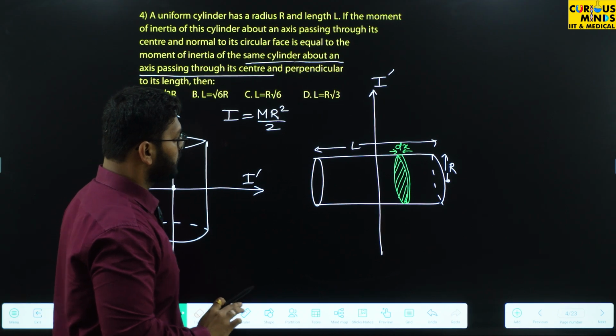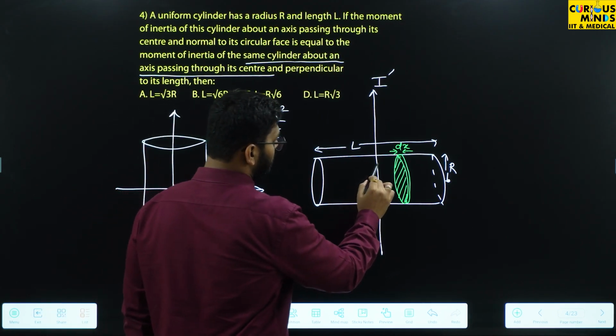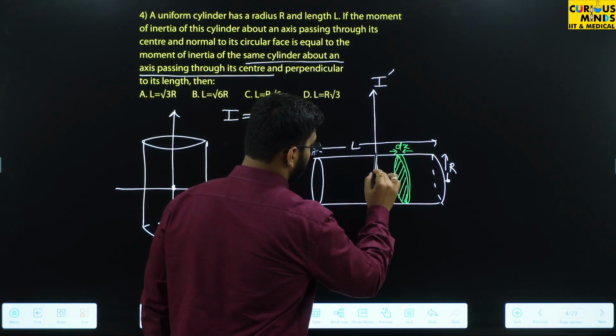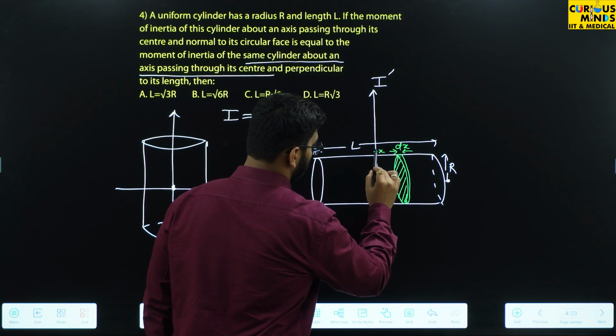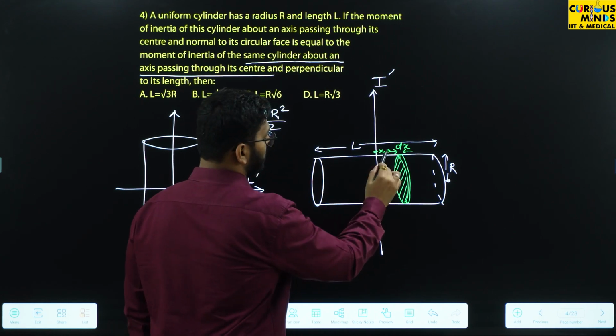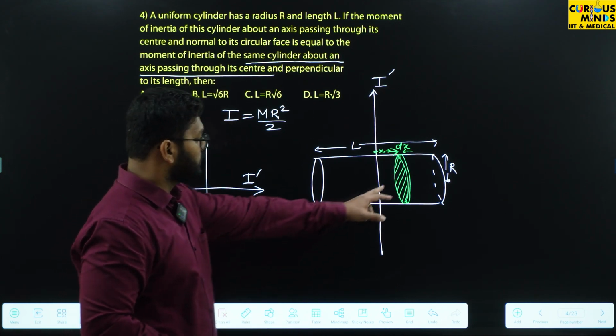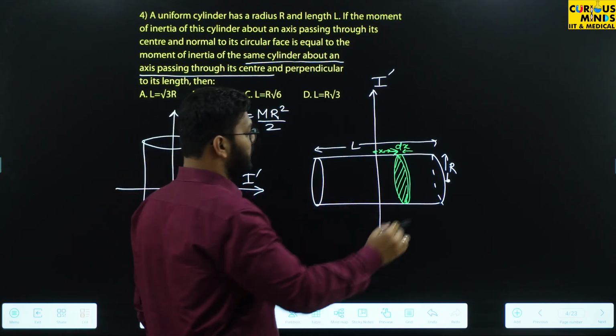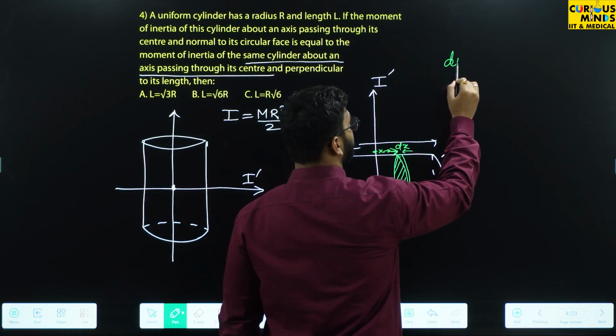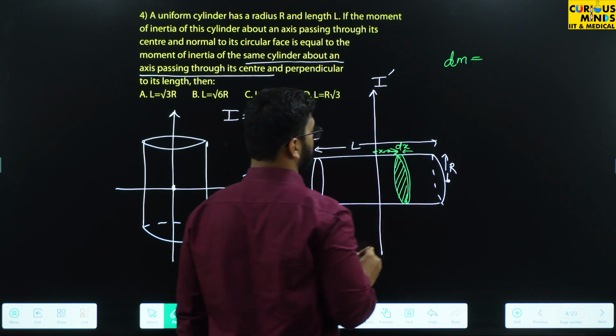How will you find that? You can see that all the mass is at a distance x. Let's say this distance is x. The disc is at a distance x from this center. So now what is the mass of this disc? Let's say it is dm. dm is the mass of this disc, right?